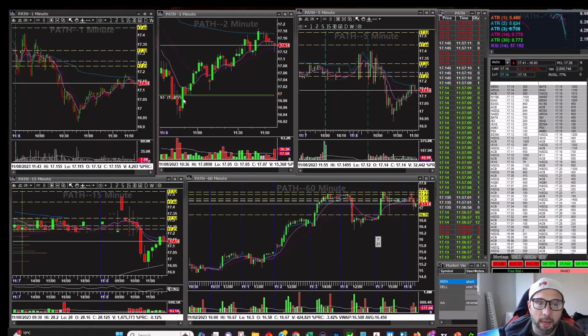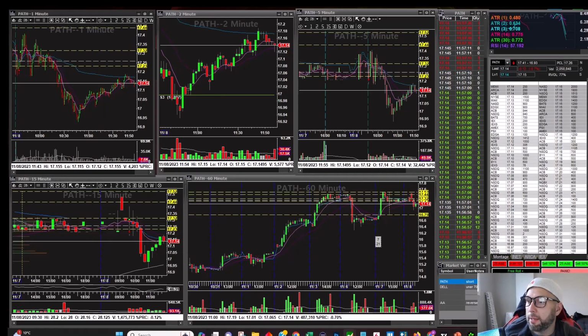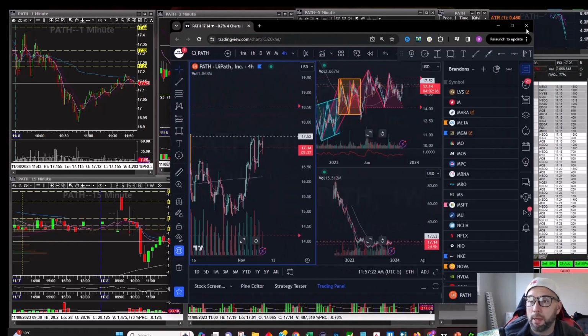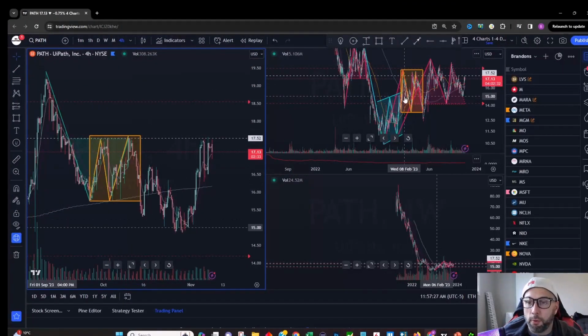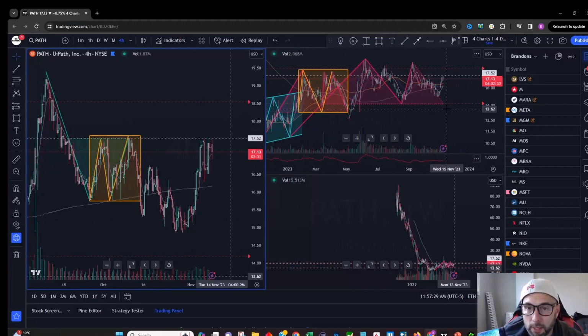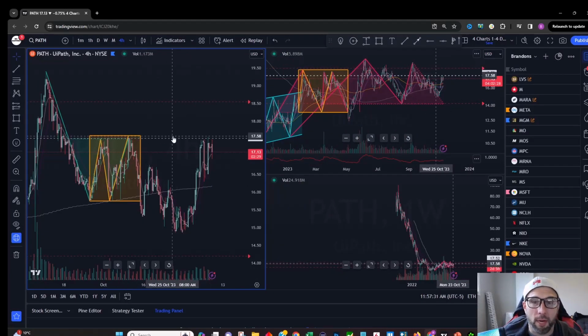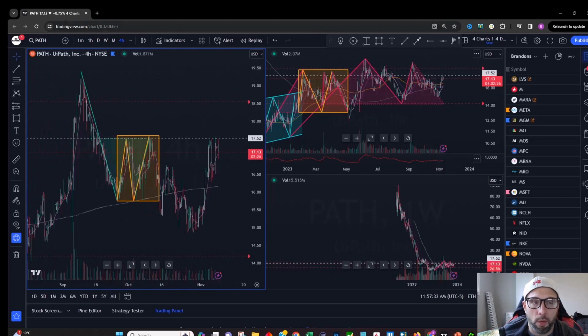In particular, I had Path, and what I liked about Path was it was extended on the daily and it formed a double top, or in and around a double top, in this 4 hour range. So I've really been incorporating the 4 hour time frame in some of my analysis, or the majority of my analysis. And I'll start with the daily.